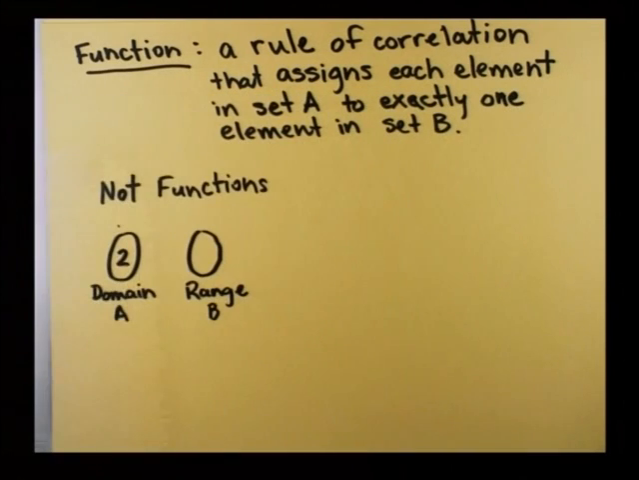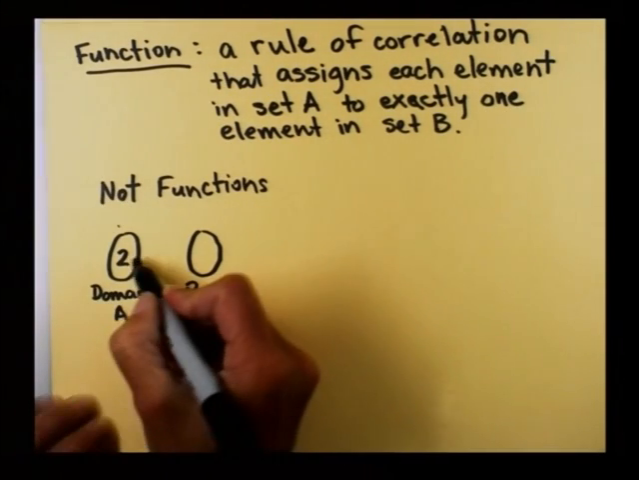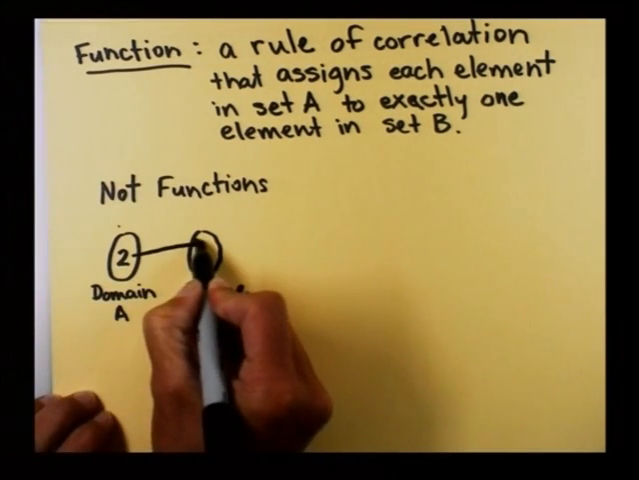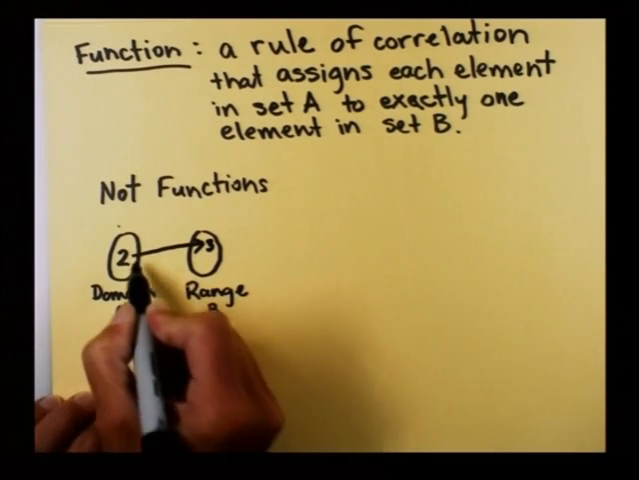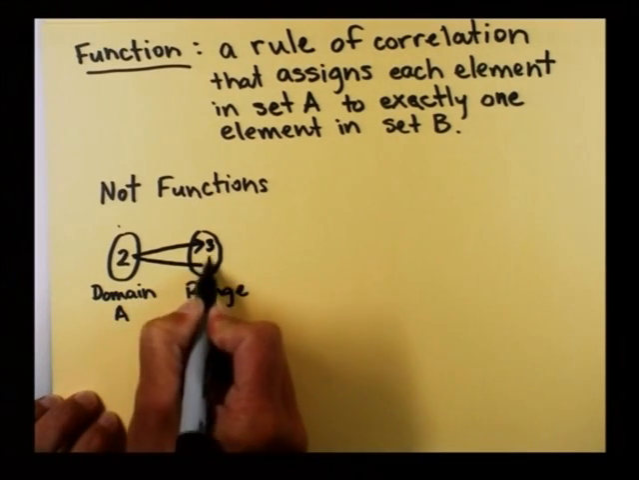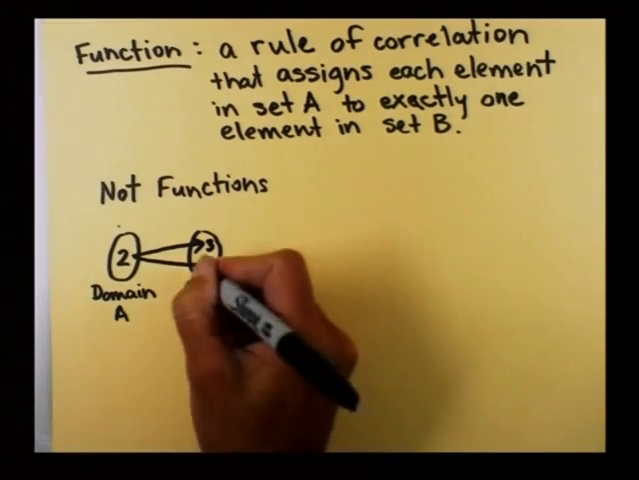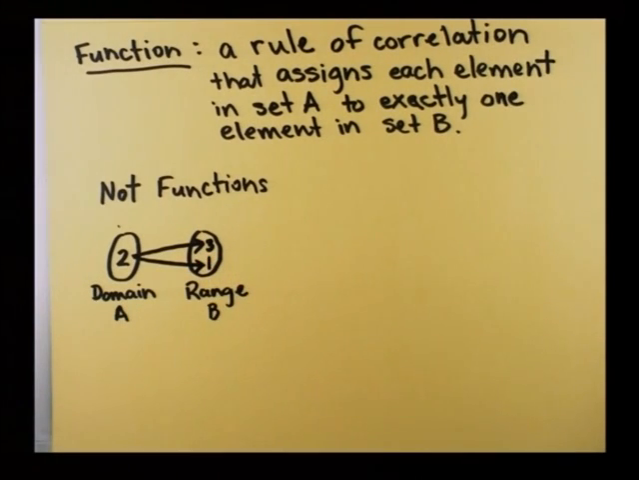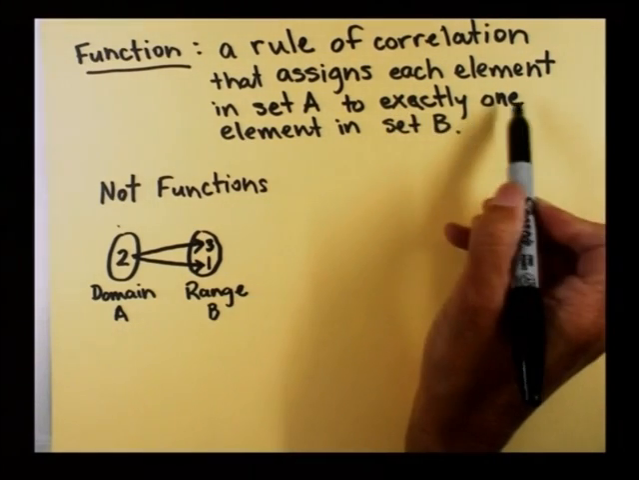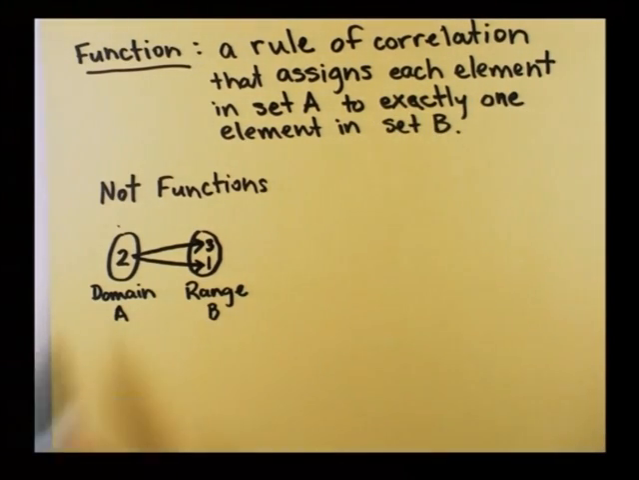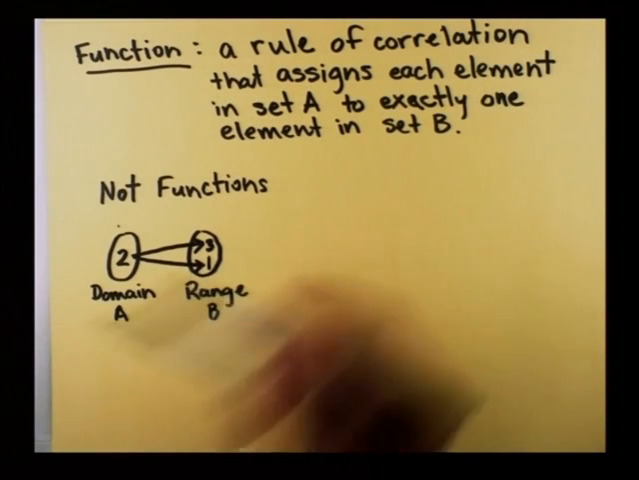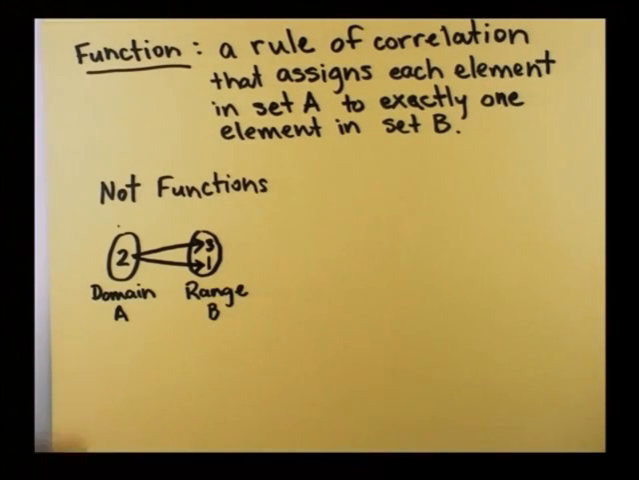That's exactly 1. So if I have something that's showing me that one time I put a 2 in, and I got a 3, and the next time I put a 2 in, I got a 1, this is a representation of something that's not a function, because I do not have exactly one element that the 2 is paired with. I have more than one. So that won't work.